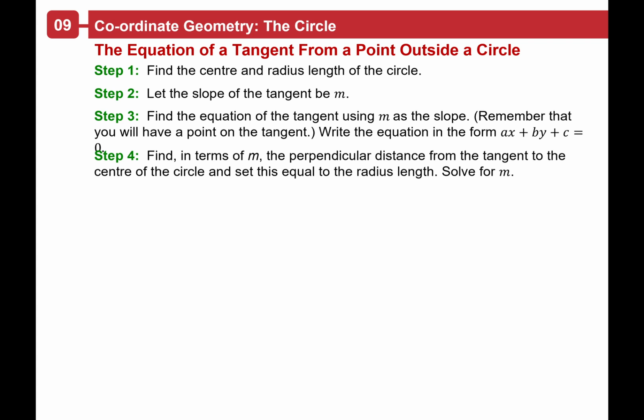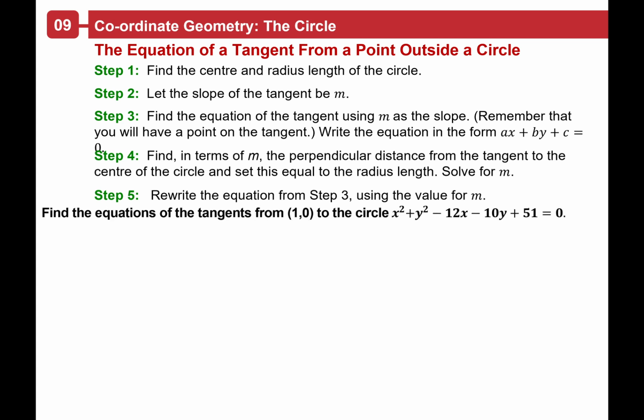Step 4. Find in terms of m the perpendicular distance from the tangent to the circle and set this equal to the radius length. And then we'll solve for m. Step 5. Rewrite the equation from step 3 using your value for m. Okay, please pause and take down these points, and then we'll try a question.